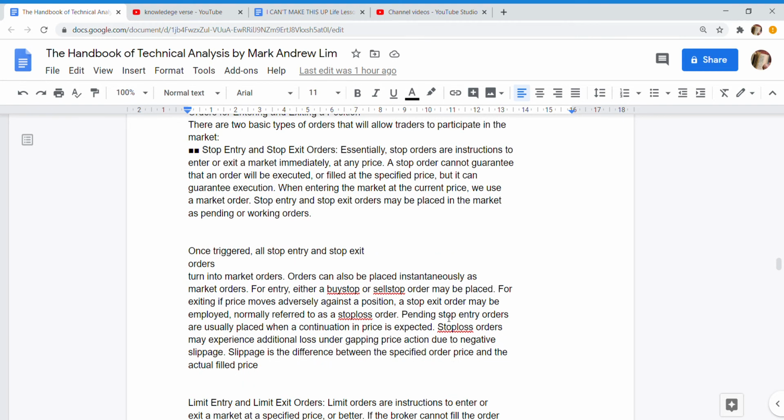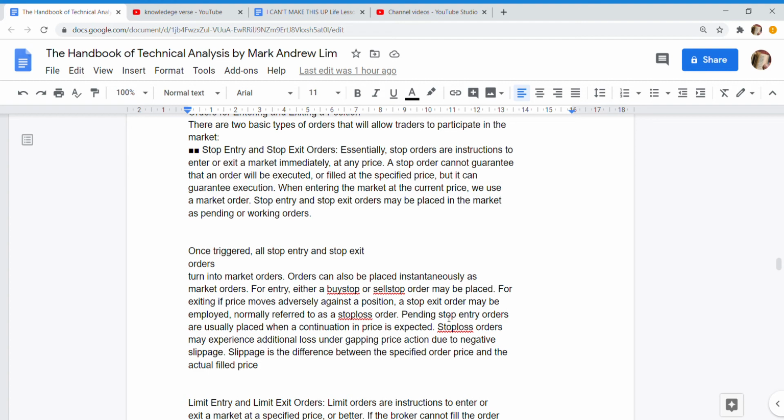For entry, either a buy stop or sell stop order may be placed. For exiting, if price moves adversely against a position, a stop exit order may be employed, normally referred to as a stop loss order. Pending stop entry orders are usually placed when a continuation in price is expected. Stop loss orders may experience additional loss under gapping price action due to negative slippage. Slippage is the difference between the specified order price and the actual filled price.